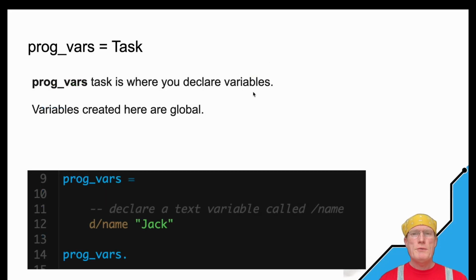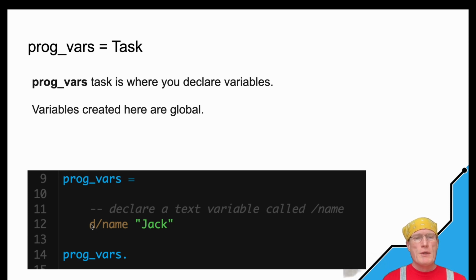For those of you who have just watched the previous video, the first thing you'll notice is that in our new program, there is a new task called prog vars. And what this is, it's a place in Octagon where you declare variables. And when I say you declare a variable, basically you're creating a variable. You're telling Octagon that you want to have this variable and you want it to store some information. So right here, this is the line where we actually declare the variable.